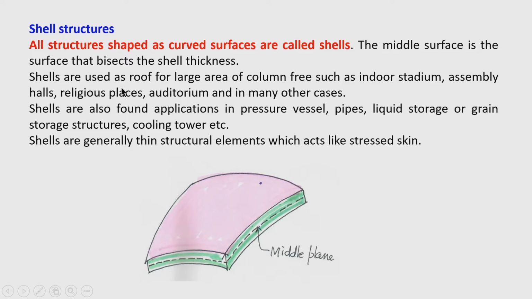Shells are used as roofs for large column-free areas required for indoor stadiums, assembly halls, religious places, auditoriums, and in many other cases. Shells are also used in pressure vessels, pipes, liquid or grain storage structures, cooling towers, etc. Different geometrical forms are given to the shell structure to resist the load. So, geometry is the most important thing for the shell structure, and shells are classified based on geometry.